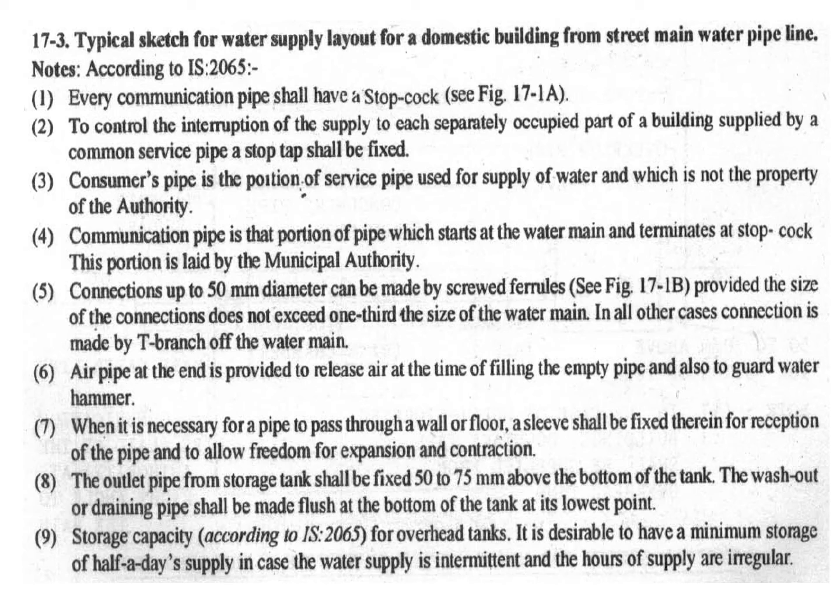Outlet pipes from storage tanks shall be fixed 50 to 75 mm above the bottom of the tanks. The washout or drain pipe shall be made flush at the bottom of a tank at its lowest point. Storage capacity for overhead tanks: it is desirable to have a minimum storage of half a day's supply in case water supply is interrupted and hours of supply are irregular. So these are the points to be accounted for when we are going for a water supply layout for domestic buildings.